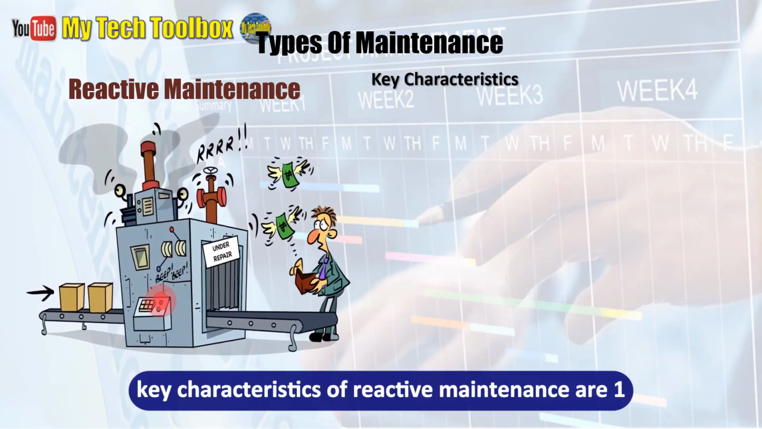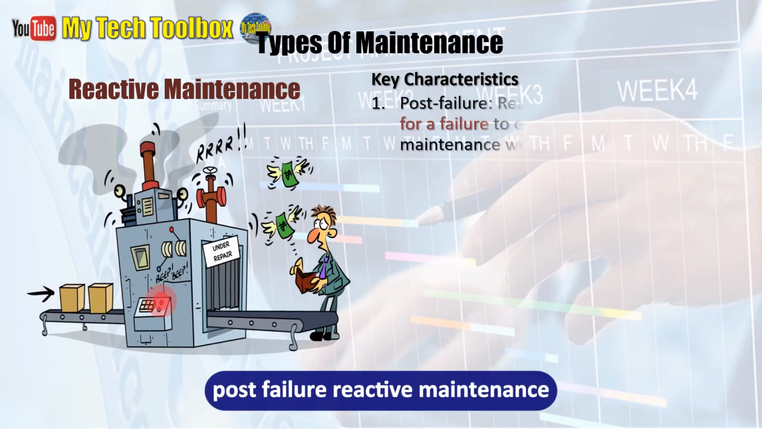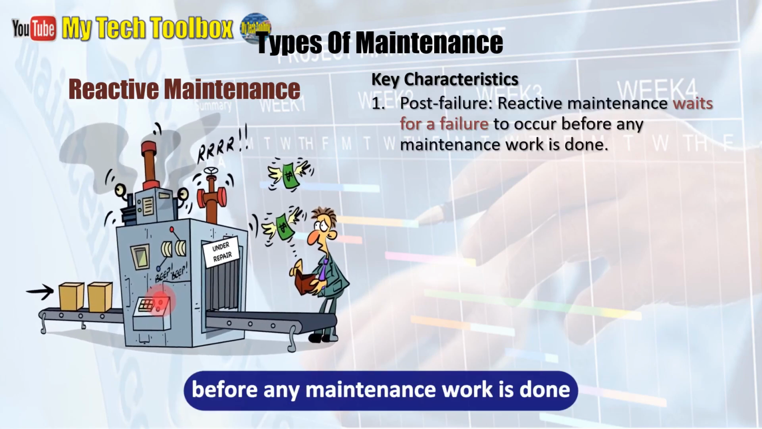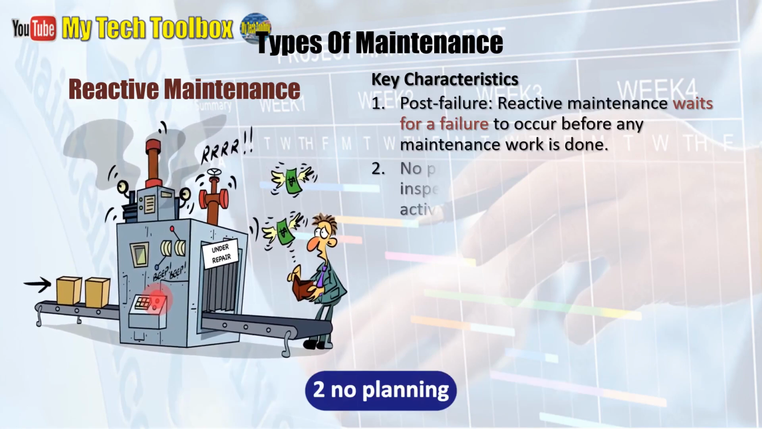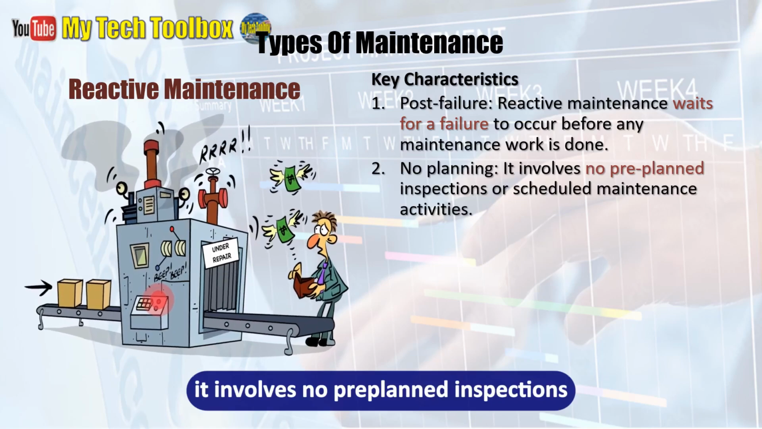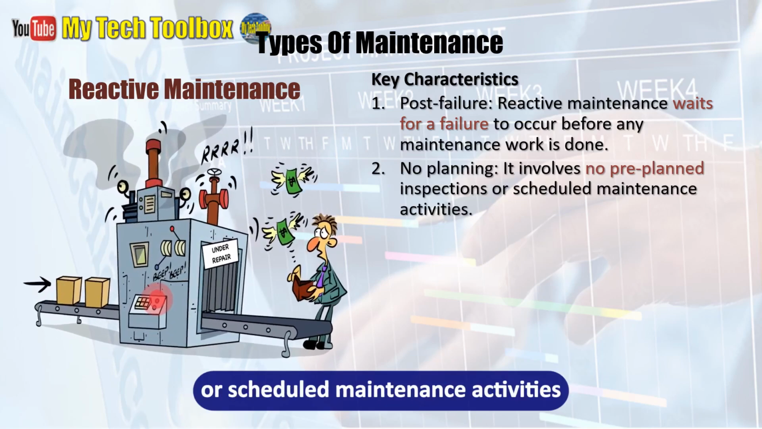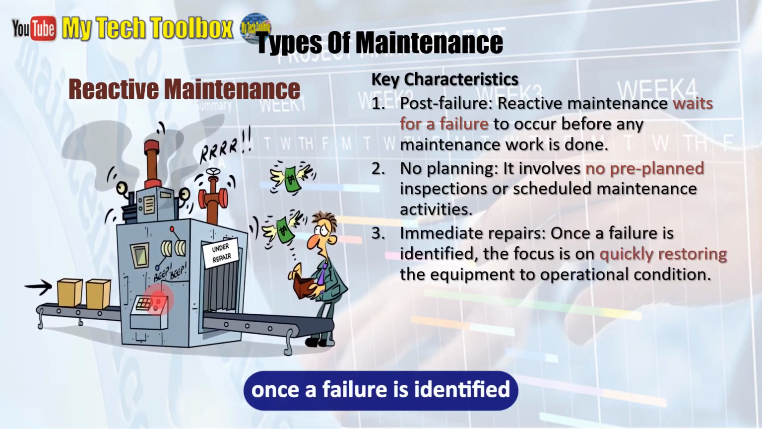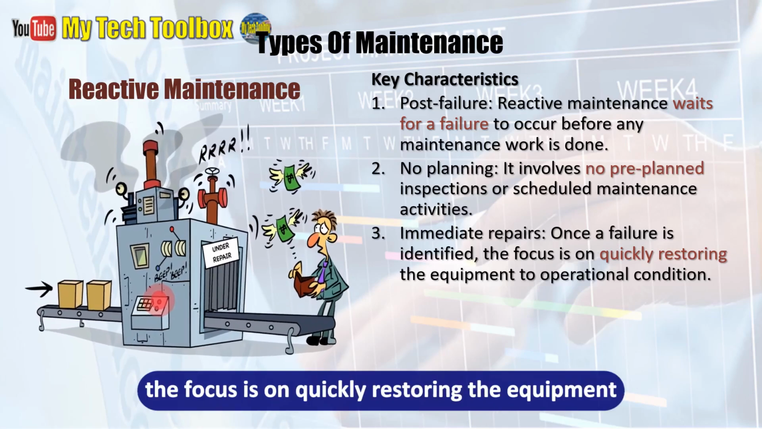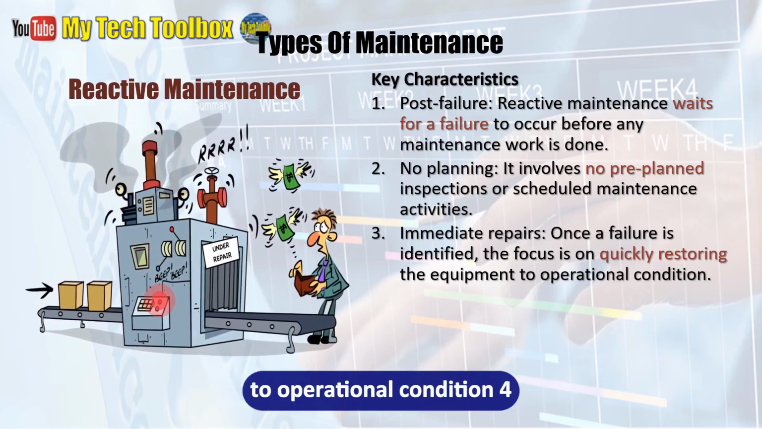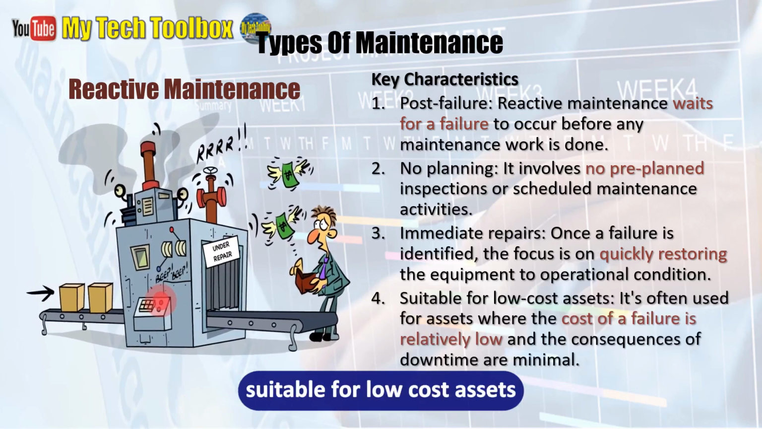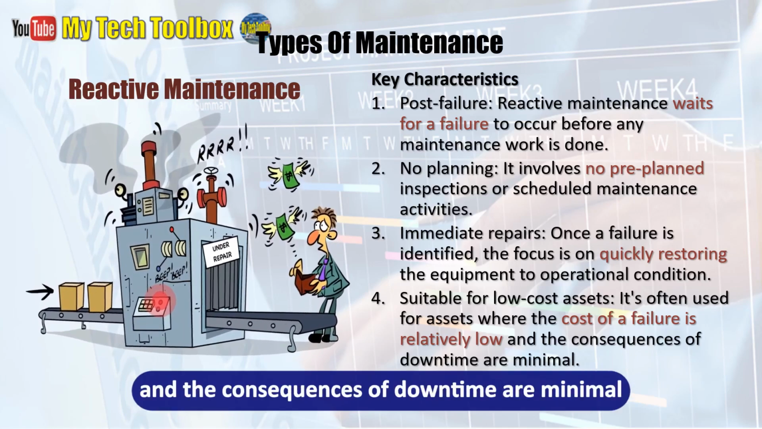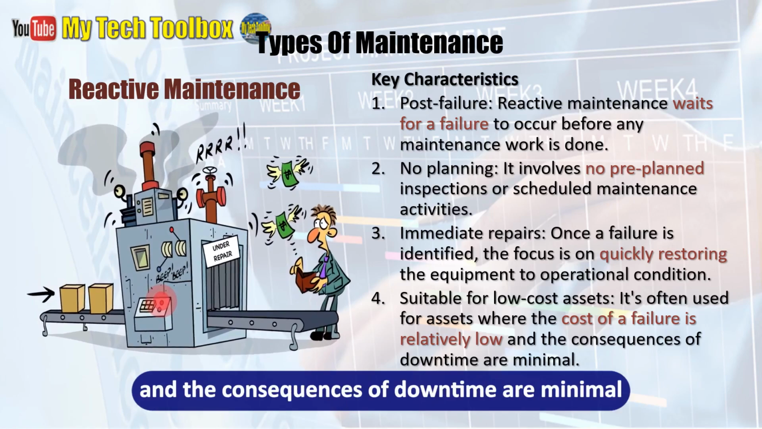Key characteristics of reactive maintenance are: 1. Post-failure. Reactive maintenance waits for a failure to occur before any maintenance work is done. 2. No planning. It involves no pre-planned inspections or scheduled maintenance activities. 3. Immediate repairs. Once a failure is identified, the focus is on quickly restoring the equipment to operational condition. 4. Suitable for low-cost assets. It's often used for assets where the cost of a failure is relatively low and the consequences of downtime are minimal.